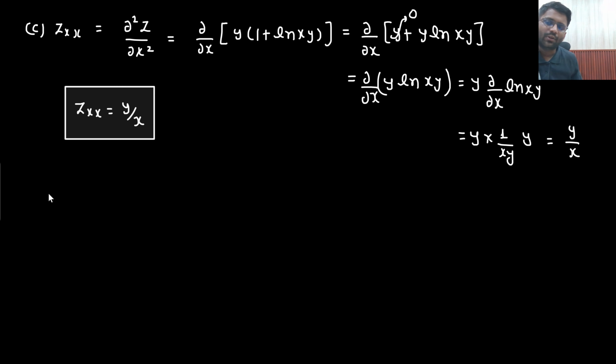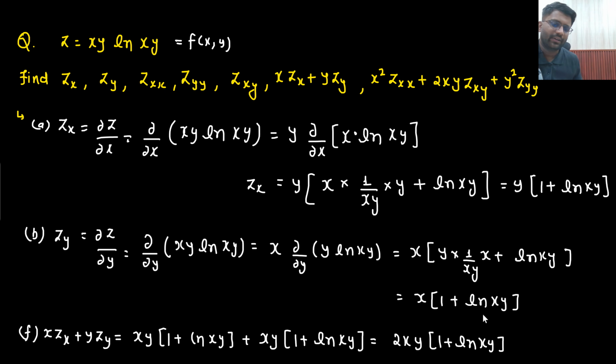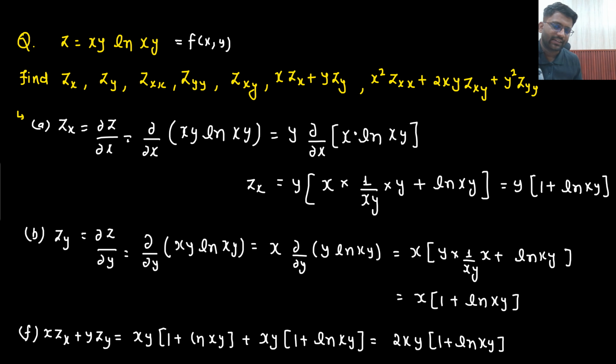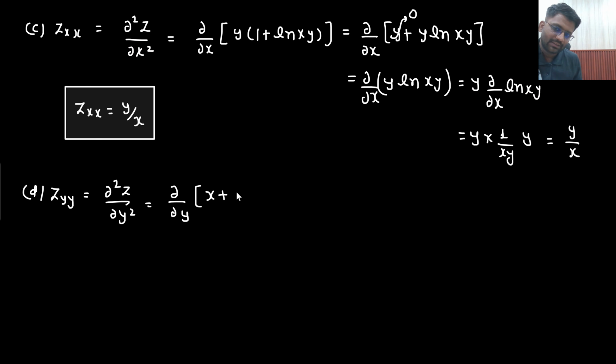Similarly, next, what do you think? What would come out to be zyy? Symmetric it is. It is symmetric. So most probably it should come out to be x by y. So let's check it out. Del by del y. Here this zy we have already done. Answer was x into 1 plus ln xy. So it could be written as x plus x ln xy.